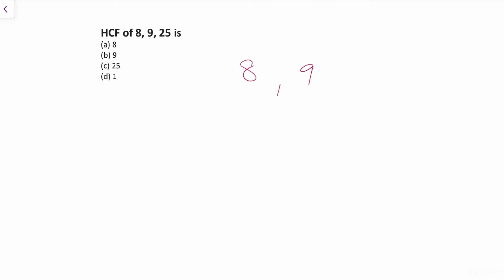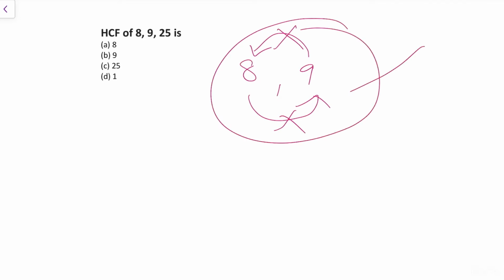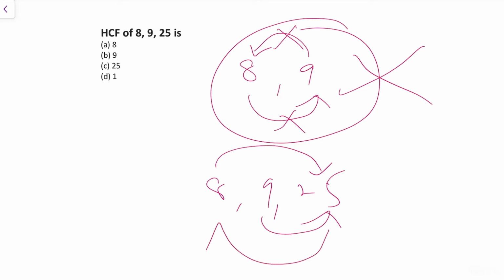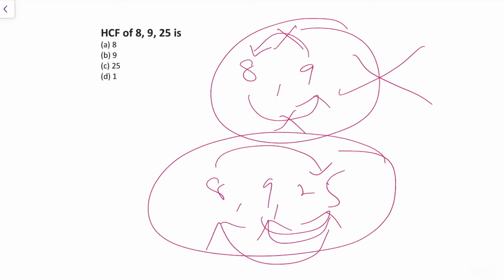8 and 9, if we take, in the 8 table 9 won't come. The same way in the 9 table 8 won't come. These two won't come in any same table. Next, 8 and 9 if you compare with 25, in the 8 table 25 won't come, in the 9 table 25 won't come, in the 25 table 8 won't come, in the 25 table 9 won't come. These 3 won't come in any same table. So I can conclude the HCF of 8, 9, 25 is 1, because only 1 is the common factor in all these 3 numbers.